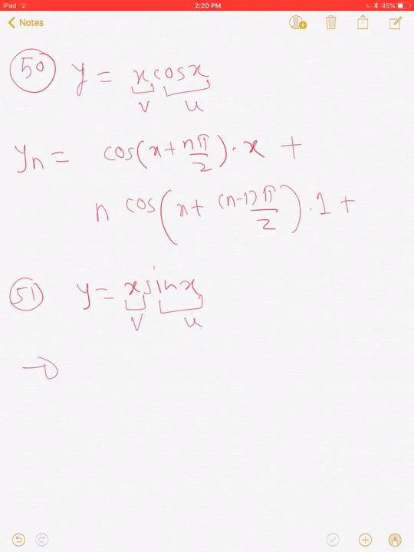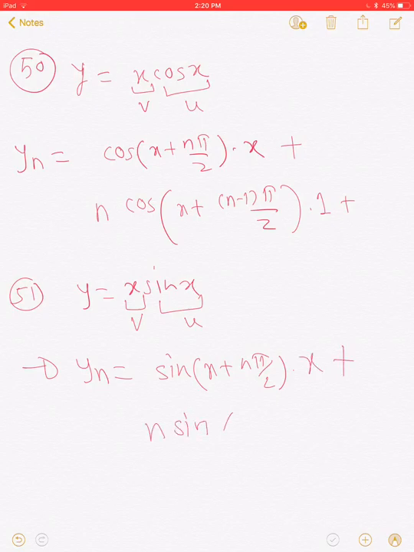So this is the given function, so this implies the nth derivative y_n is the nth derivative of u, that is sin of (x plus n pi by 2), into the second function as it is, plus n into sin of (x plus (n minus 1) pi by 2), the (n minus 1)th derivative of the u function, into the derivative of x, that is 1, and in the next step the derivative of 1 vanishes. So this is our final answer.